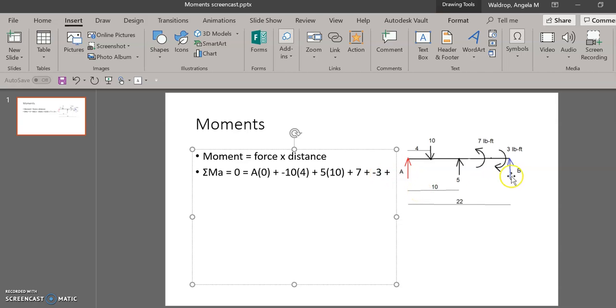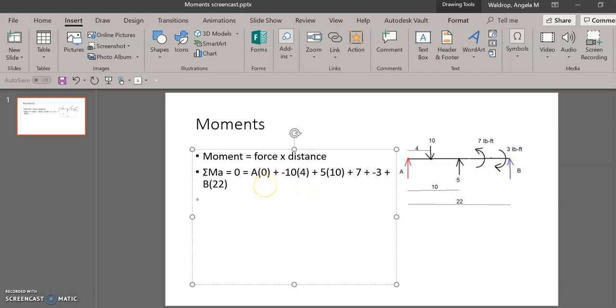And moving on to my last force, I've got B. That's my last force. And in this case, my distance of B from A is 22. Okay, and let's double check my sign here. If I've got the center of my clock here, and I'm pointing in this direction, I'm pointing in the counterclockwise direction, that means that this is positive. So now my sum of the moments equation is complete.